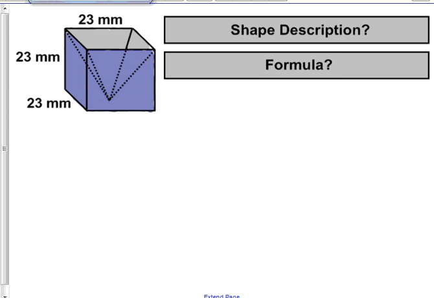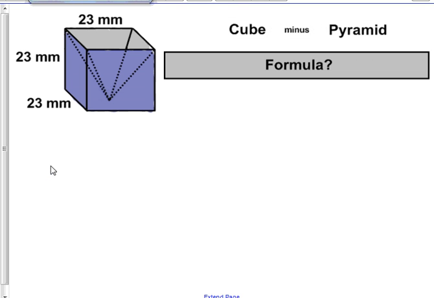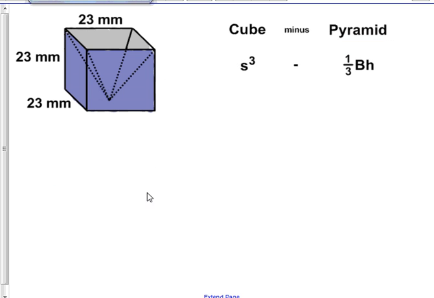And then lastly, our shape description. We said that we had a cube missing a pyramid. So our formula is going to be, once again, volume of a cube will be side cubed, and then the pyramid is 1/3 times the area of the base times the height. So let's figure out our values. Let's plug them in and see if we can figure out some volume.